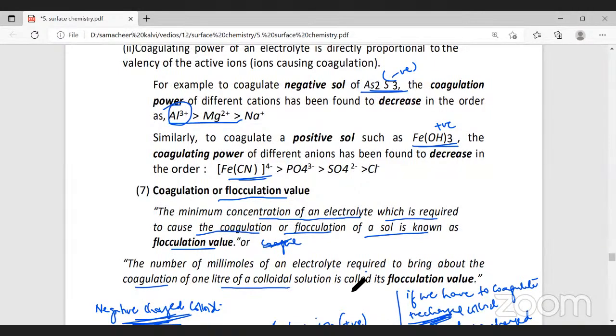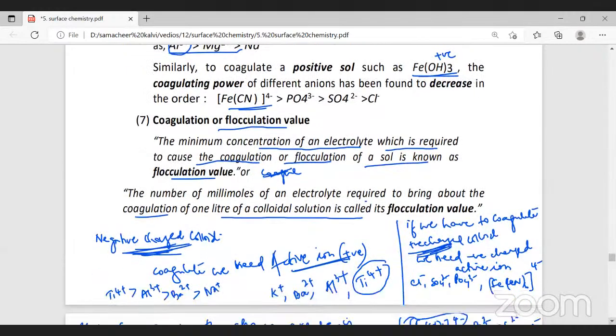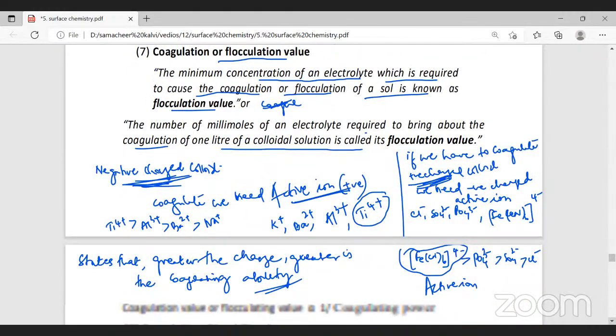What is flocculation value? They can ask you. The minimum concentration of an electrolyte which is required to cause the coagulation or flocculation of a sol is known as flocculation value. Or the minimum number of millimoles of electrolyte required to bring about coagulation of 1 liter of colloidal solution is called flocculation value.